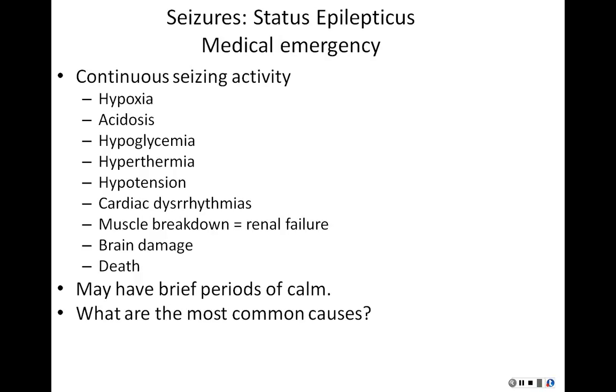So you can see, look at the things that it causes. Hypoxia, obviously, because remember we said when they're having that tonic phase, they aren't breathing. So you can imagine which causes hypoxia, acidosis, hypoglycemia, because you're using up all those calories. Temp's going to go up. Blood pressure's going to go down. You can have cardiac dysrhythmias. Muscle breakdown, which can eventually lead to renal failure, all that breakdown. So brain damage and death, those are pretty serious complications in my book.